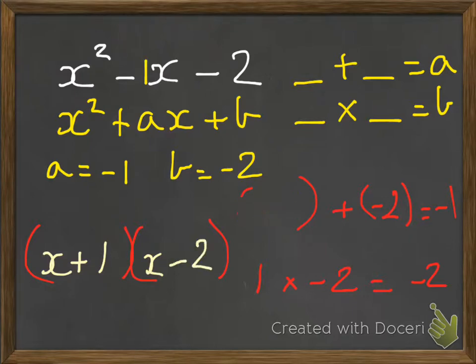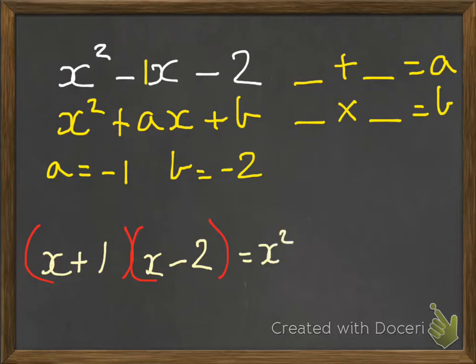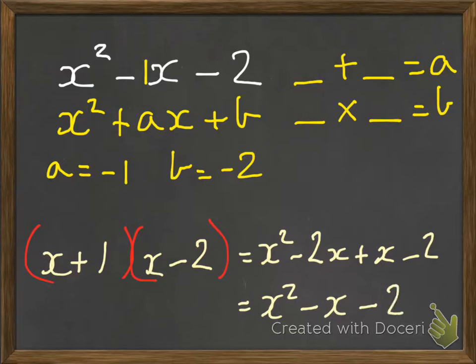And again, if I wanted to, I could double check, and if you've got time in the exam, and that's a key thing everybody, then do it. Just double check it. It makes sure you've got your pluses and your minuses the right way around. Well, x times x is x squared, x times minus 2 is minus 2x, 1 times x is plus x, and 1 times minus 2 is minus 2. Tidying that up is x squared minus x minus 2. Yep, that's the same, so I've got that right.